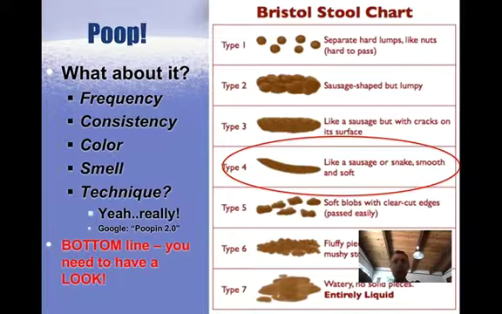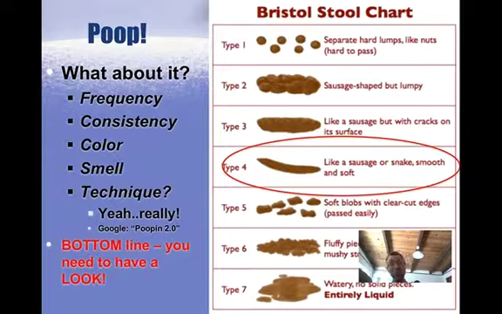Consistency. What should it feel like, right? I'm not suggesting you touch it. But for the consistency, if we look at the Bristol stool chart on the right side of the screen here, a type 4 poop is the optimal one. So like a sausage or snake, smooth and soft. Some people liken it to a banana, maybe not an overly ripe banana, but a banana. So that is the consistency we're after.